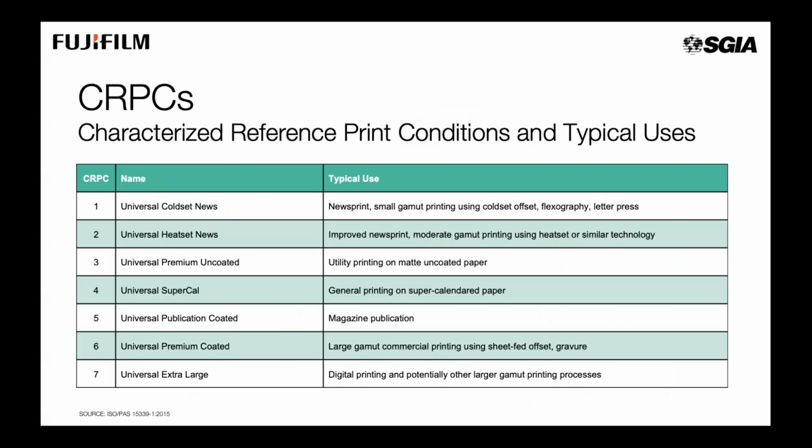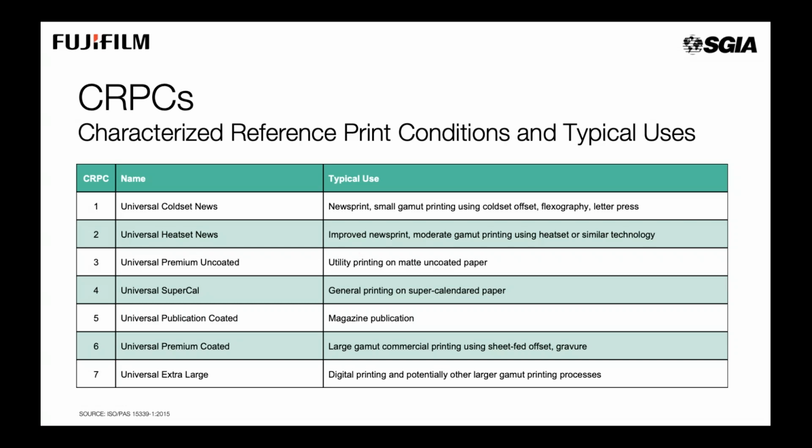So we don't just stop at aligning the device based on gray balance. We also use what we call characterized reference print conditions. In a CRPC, or characterized reference print condition, there are 7 of them. These have been designated as international standards by ISO 15339, which was ratified in 2015. And you can see here what the 7 characterized reference print conditions, or CRPCs, are.